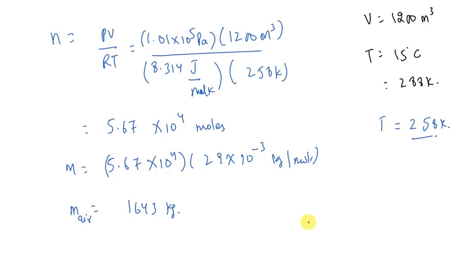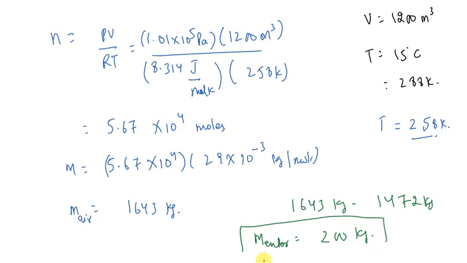That means mass would enter into the room and the value would be this value 1643 kg minus the initial value that was 1472 kg. So the mass that entered the room is around 200 kg. So this is the answer for the B part.